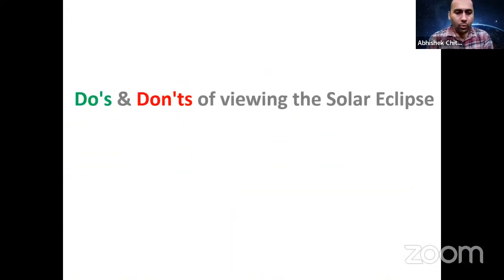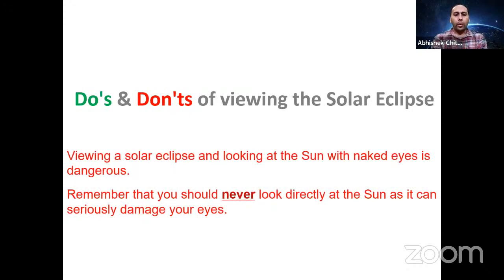So let us stop this technical part and come back to the actual observation. The things are the do's and don'ts of viewing a solar eclipse. A few things you need to follow strictly to prevent your eyes from any kind of damage. The first thumb rule in general: viewing the solar eclipse and looking at the sun with naked eyes, even during the solar eclipse or even on a regular day, seeing the sun with naked eyes is very dangerous.